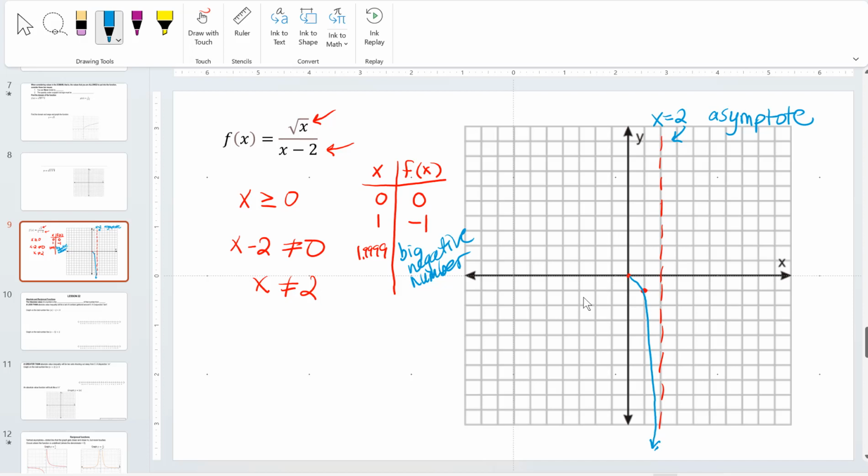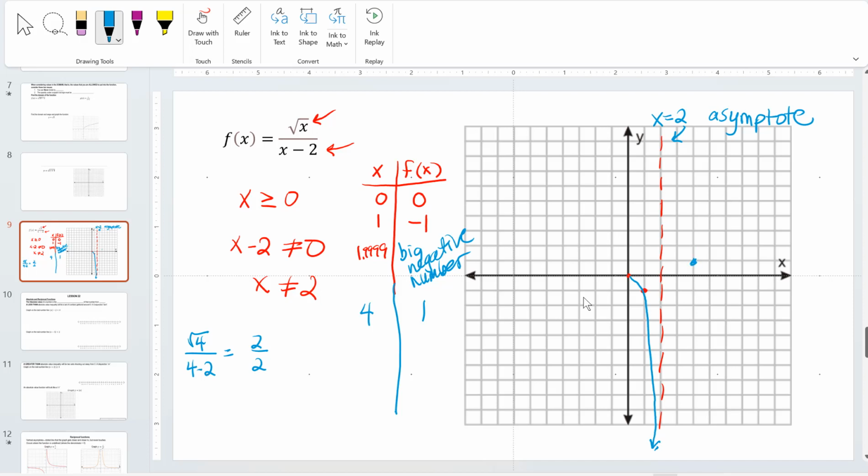All right, now we need to see what's happening to this function on the right side of that line x equals 2. So we could pick some values for x that would be easy. So we might pick x equals 4. If x is 4, then we could put that in. We'd have the square root of 4 over 4 minus 2, which is 2 over 2, which is 1. So (4, 1) is on this graph.